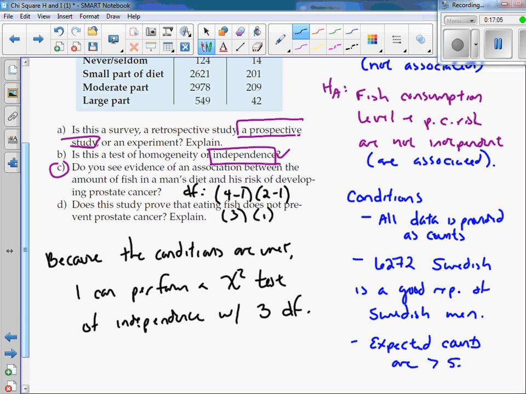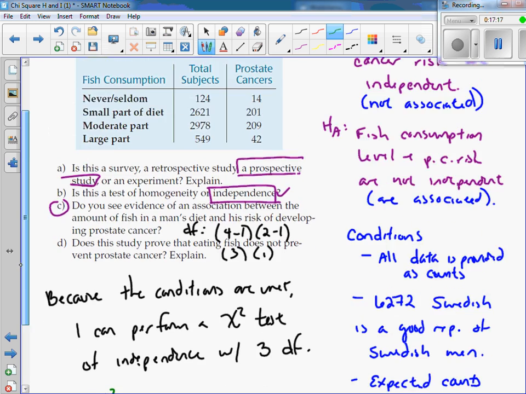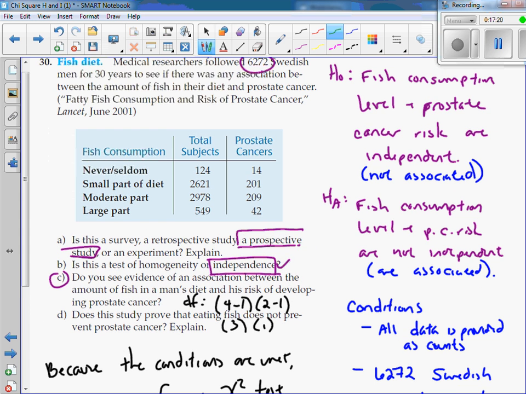All right, now we have to do the test. We're going to do the test in the calculator, and we're going to find what our chi-square value is, and the probability that the chi-square value is greater than whatever it is to get our p-value, and we'll make a conclusion. But I want to mention this table. This column isn't technically a column in the table. That's the totals. You don't put the totals in your matrix. You talk about the variable. So we have fish consumption in 4 different categories, but then we just have prostate cancer.